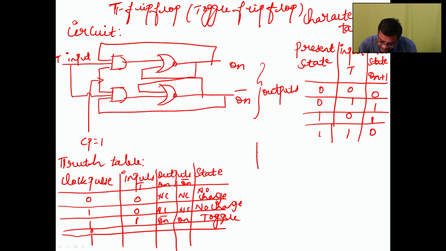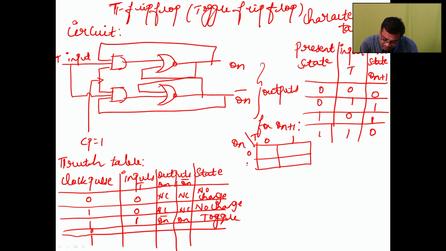So what is the characteristic equation we will get for Q n plus 1? For Q n plus 1, K-map of Qn and T, cells 0, 1, 2, 3. For 0 0 the output is 0, for 0 1 the output is 1, for 1 0 the output is 1, for 1 1 the output is 0. So we will get isolated grouping, Qn plus 1 equal to Qn bar into T plus Qn into T bar. So automatically we get Qn exclusive OR T.